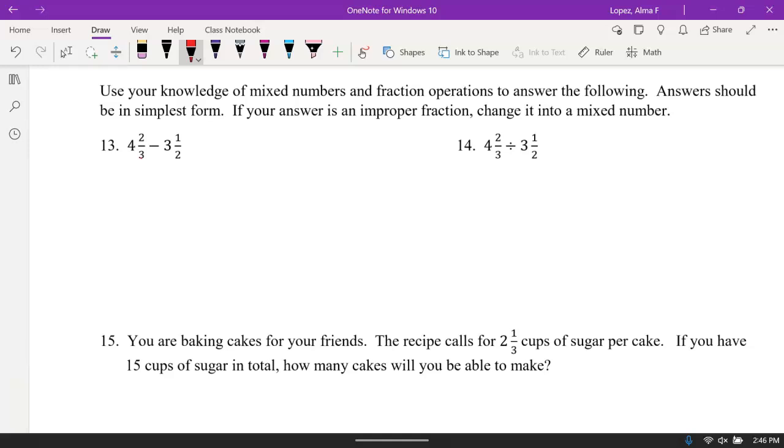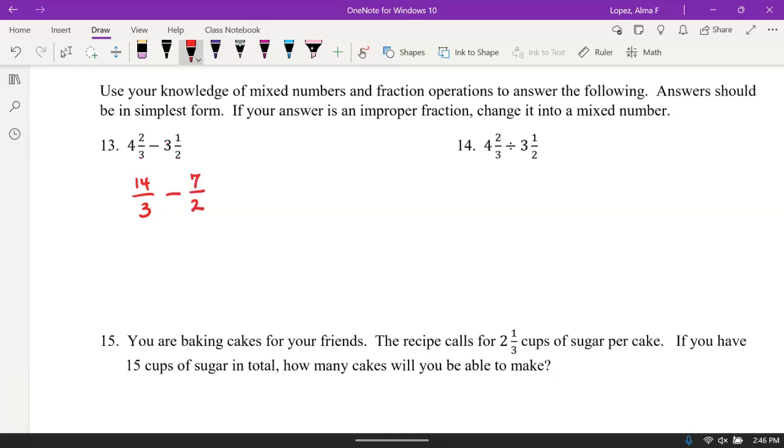3 times 4 is 12, plus 2 more is 14 over 3, minus... I'm going to do the same thing to the second fraction, the mixed number. 2 times 3 is 6, plus 1 more is 7 over 2.